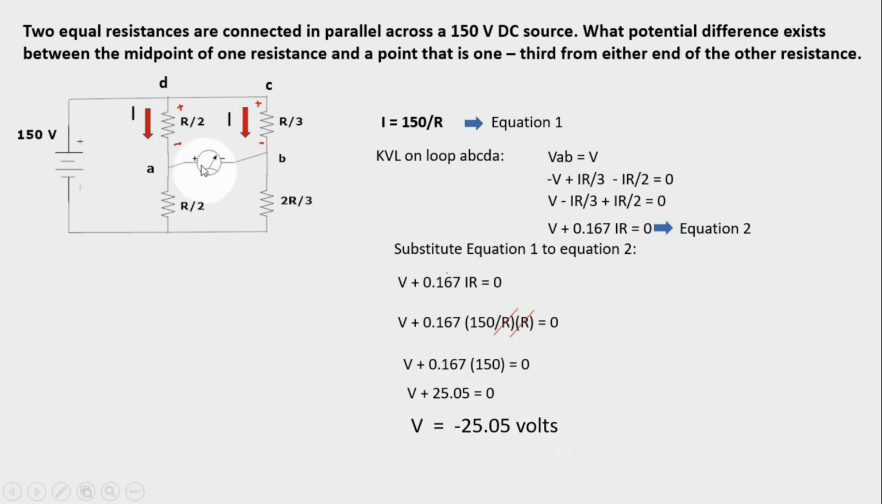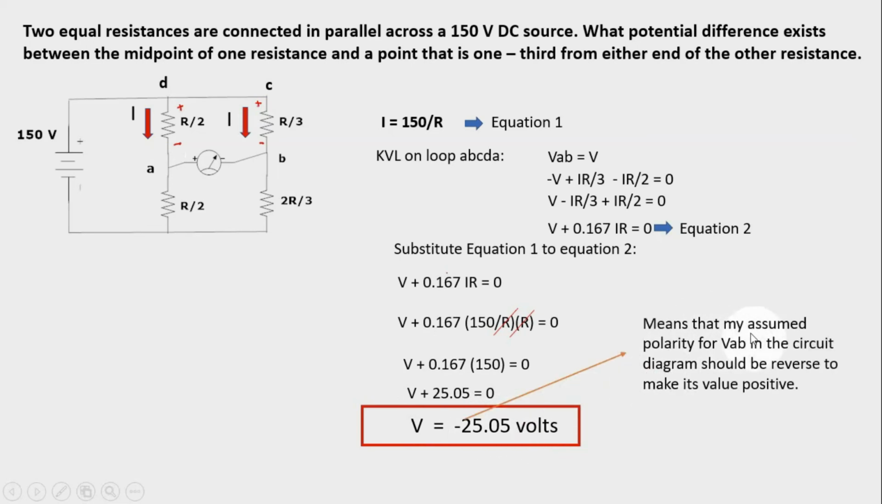This is according to my assumption. But since this is negative, if I want to make this positive, I will change the polarity of this one. So this is my answer, and it means that my assumed polarity of AB in the circuit diagram should be reversed to make its value positive. So my voltmeter should be, the A is the negative polarity, and this one is the positive.